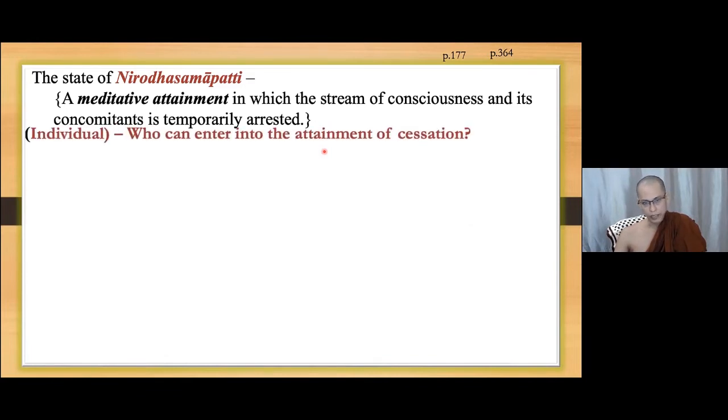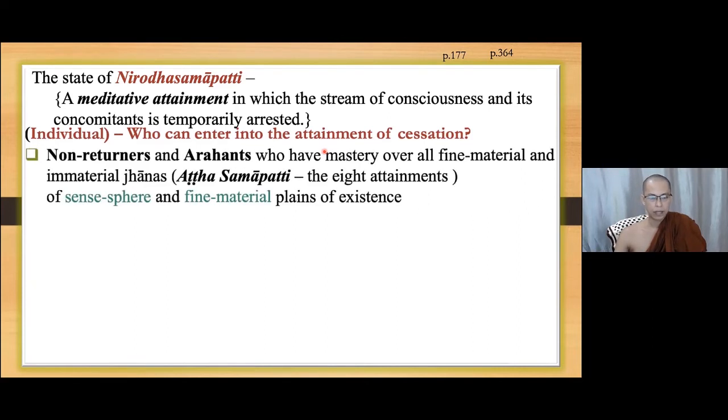The individual who can enter the attainment of cessation, let's see, which type of individual. The non-returner and Arahat who have mastery over all five material and immaterial jhanas. Because he needs to enter successively, beginning with the first jhana up to the fourth immaterial jhana. So the person must already have mastery of all eight attainments.